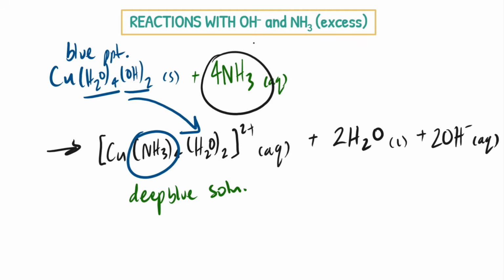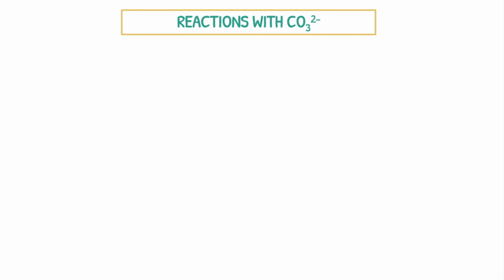Now, you also need to know what the ammonia acts as in this reaction, and it acts as a Lewis base. What is a Lewis base? It's an electron pair donor. So essentially, it's a ligand. You can think of it as a ligand, but it donates an electron pair onto the central copper 2+ and forms this aqueous complex. Right, our last base here that we need to react with, carbonates.